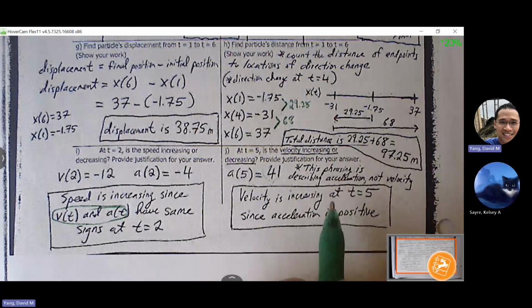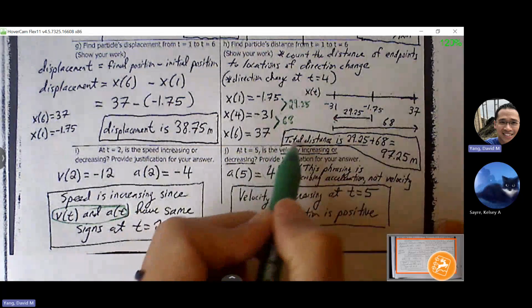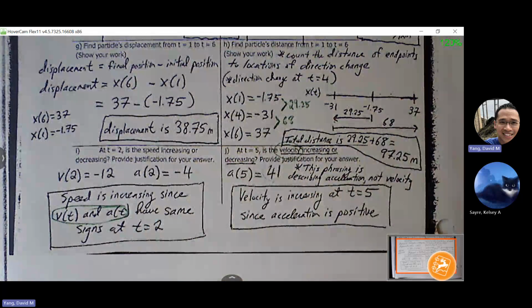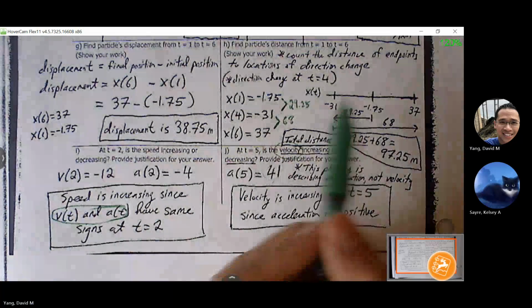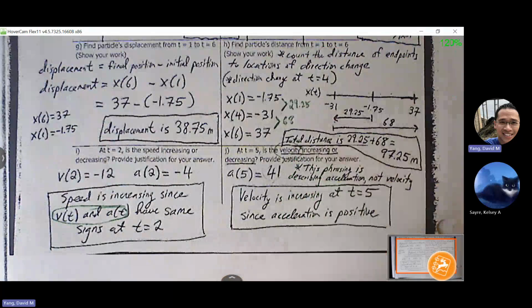And with good reason, this throws a lot of students off, because you see the word velocity and you just naturally want to put 5 into velocity. But the word increase and decrease changes what it's talking about. It's talking about the rate of change of it, not the velocity itself.